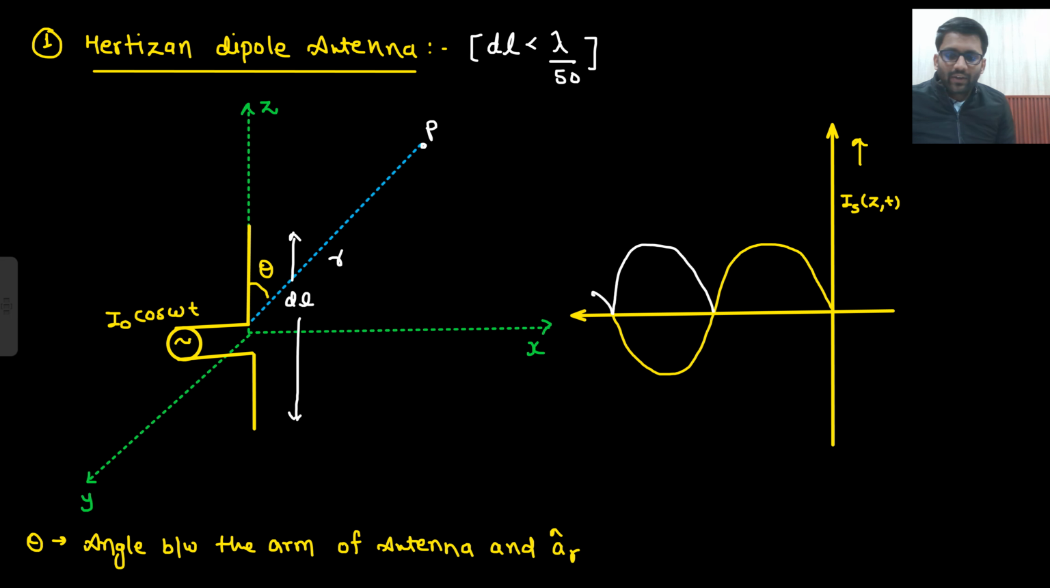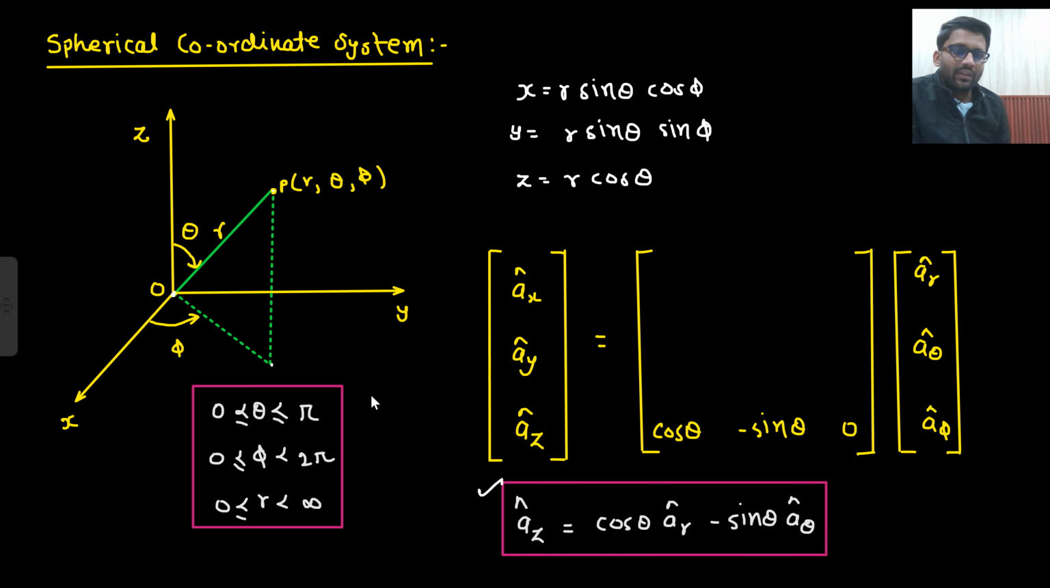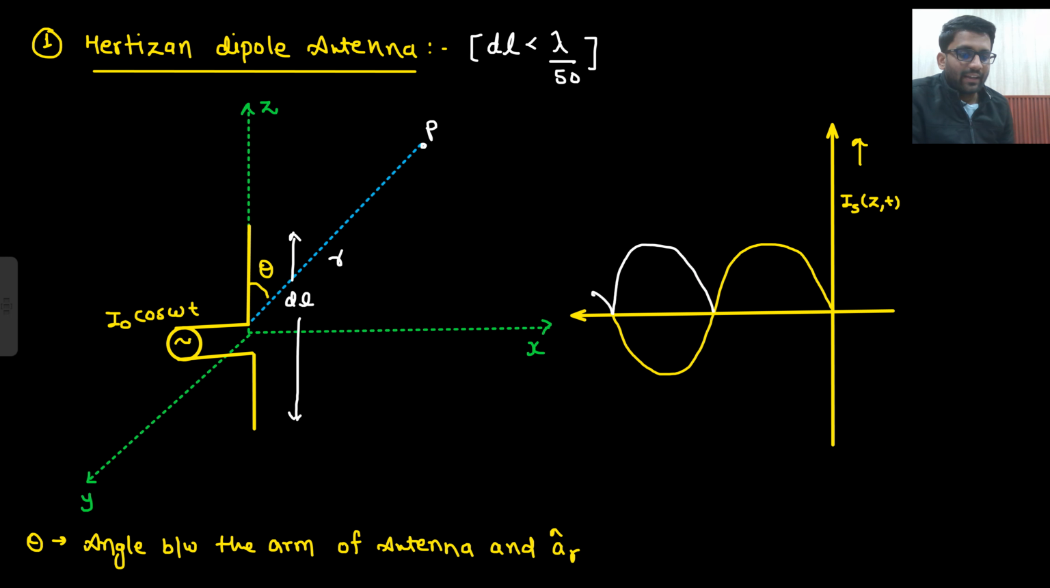Now here we will require an angle, theta. What is this theta? Theta is the angle that we studied in our spherical coordinate system, known as the azimuthal angle, measured from the z axis. But here theta is not the azimuthal angle. Here theta is the angle between the arm of the antenna and the R vector.